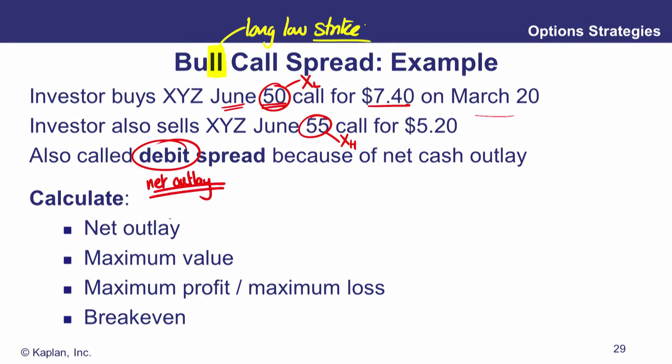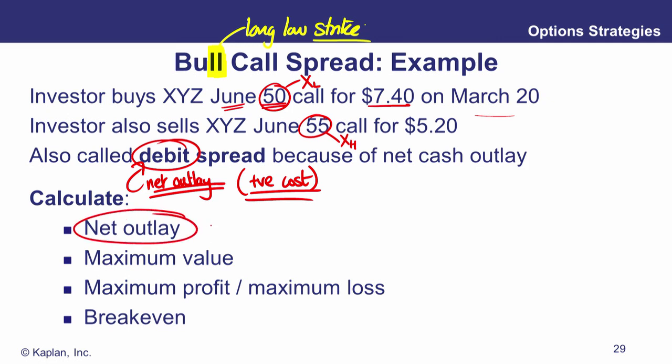That's what they mean by debit spread. There's going to be a positive cost to this strategy. You're going to have to pay for it. In fact, one of the most important things that you do with these spreads is to calculate what that net outlay is at the start.